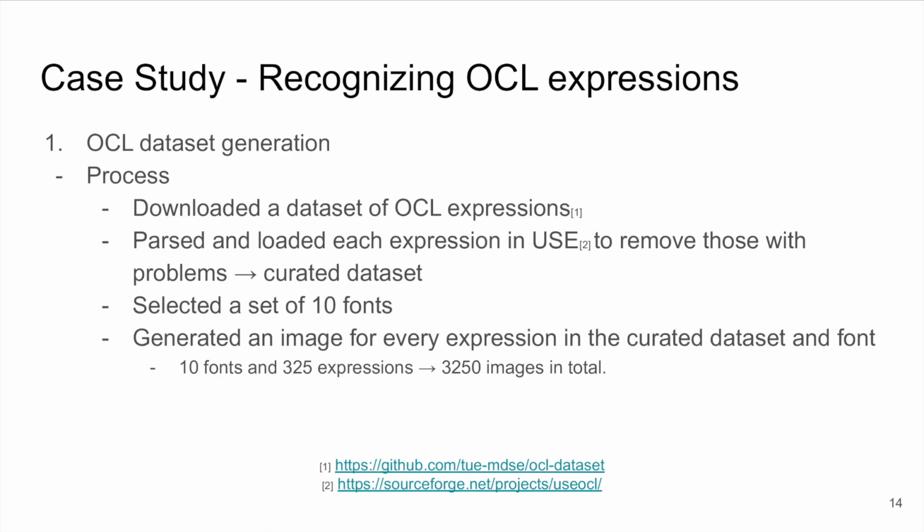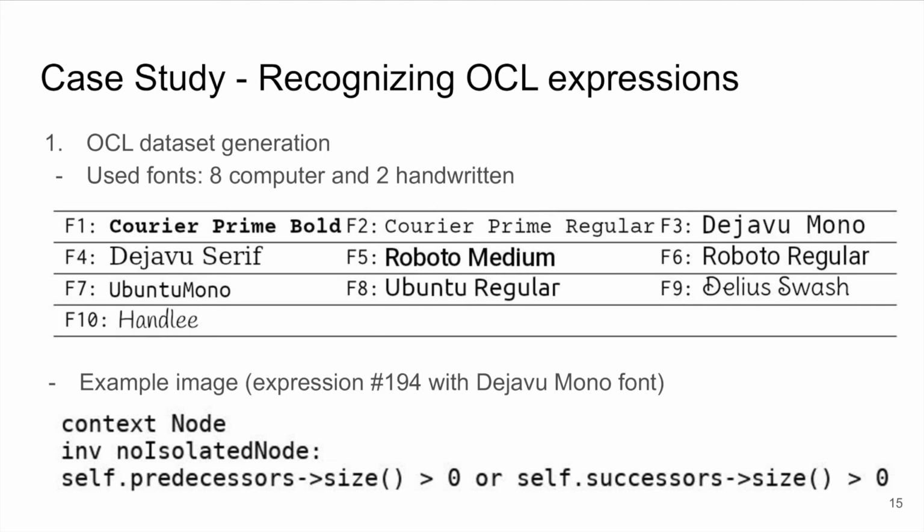In this empirical study, we have parsed a dataset of OCL expressions and loaded them into the USE tool to see which of them are valid for our experiment. After that, we generated an image for each font and expression, making a total of 3,250 images. Here we can see all the used fonts and an example image with the DejaVu Mono font. In order to recognize them, we are using the Tesseract OCR engine. We have chosen these fonts in order to have a heterogeneous set including handwriting-like fonts.